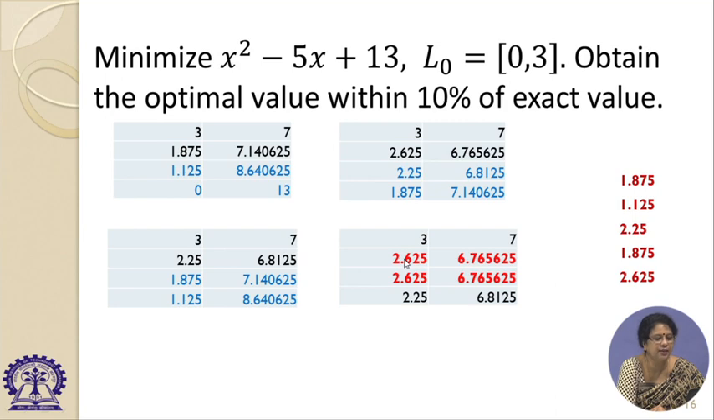If I want to revisit the whole iteration method, we could see how many points we found. We started from 0 and 3, these two. First we found 1.875 and 1.125, then again 2.25, then again 2.625, and we converged here. We got 4 points from here. And that is all about the Fibonacci method.